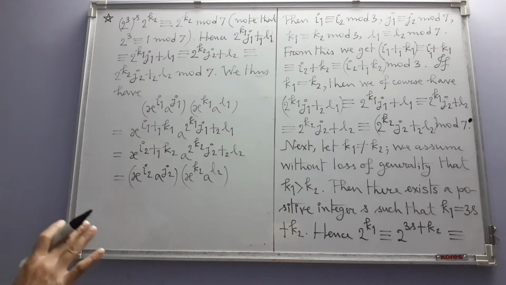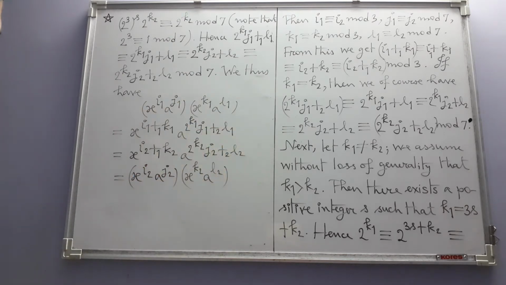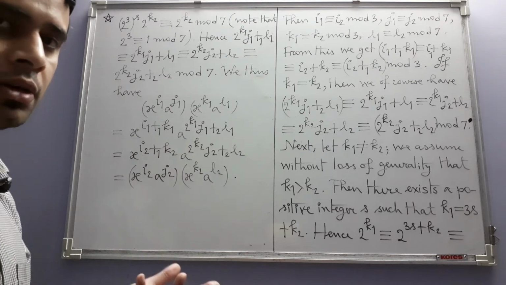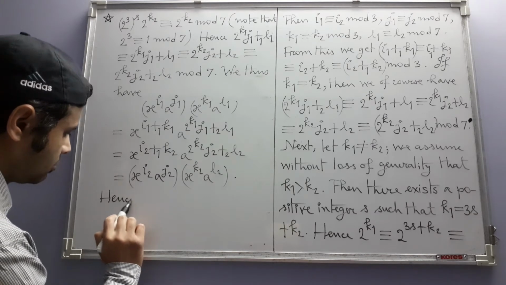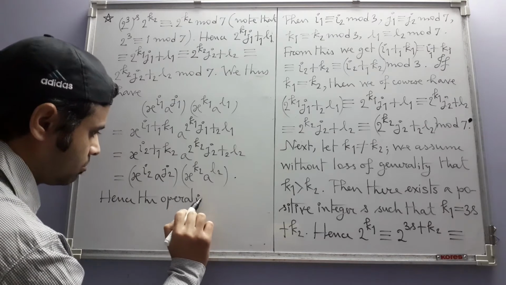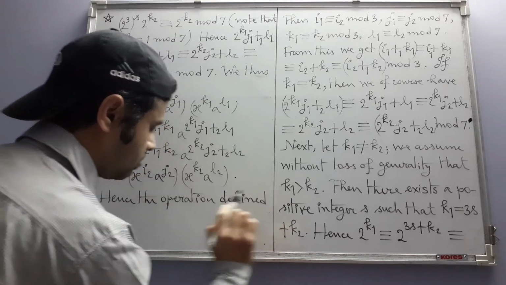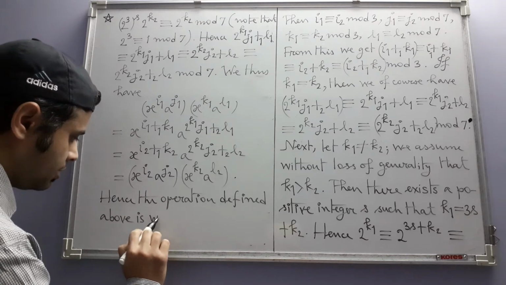Okay, let me just see it from a distance. It's very easy to get confused in all these symbols. 1, 2, ijkl, ijkl, yes. So now we see that same symbols give us the same value of the operation. Hence, the operation defined above is well defined.